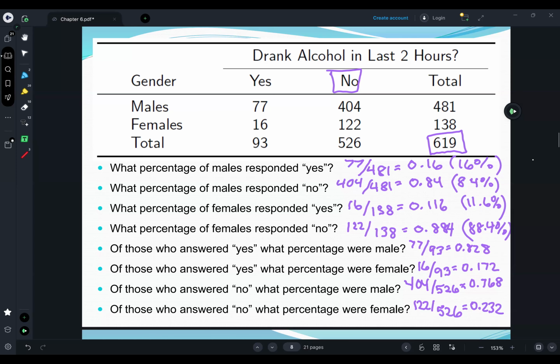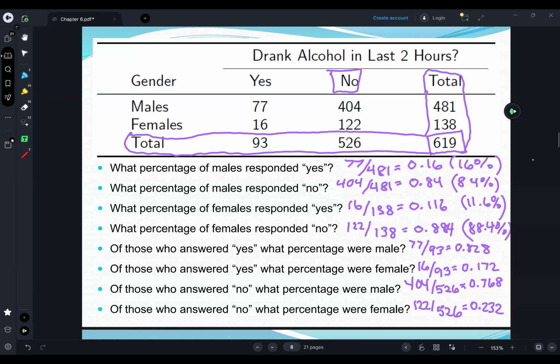Again, the marginal distributions are the values that are in the margins. We call it the margins because it's on the outside. Those are the marginal distributions, all the totals. But the conditional distributions are the ones where you have a yes or no cross-tabulated with a gender.